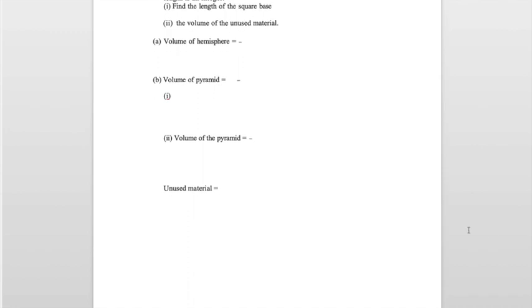Again, we have a sum on the volume and surface area. We have a hemisphere of diameter, so it's good to draw a diagram. Hemisphere, the diameter is 32. Find the volume of the hemisphere, giving your answer in pi. So the volume of a full sphere is 4 over 3 pi r cubed. So half a sphere is half of that. That means it is 2/3 pi r cubed.